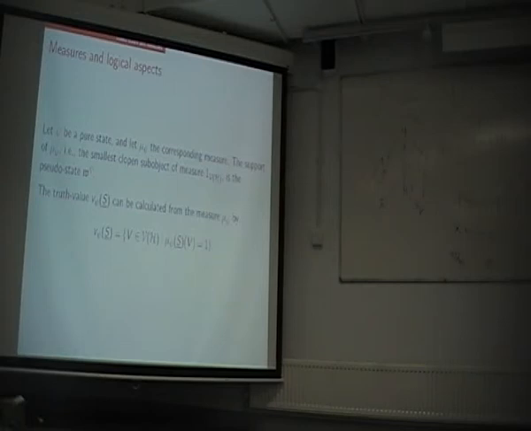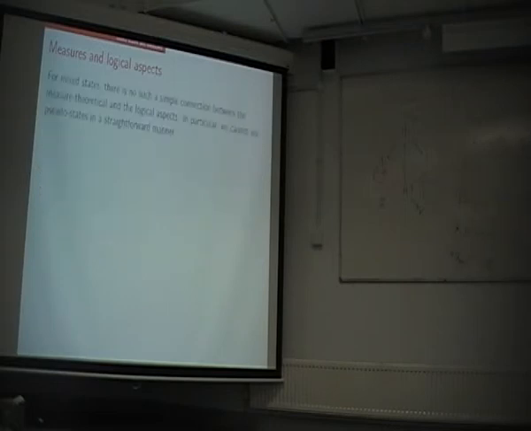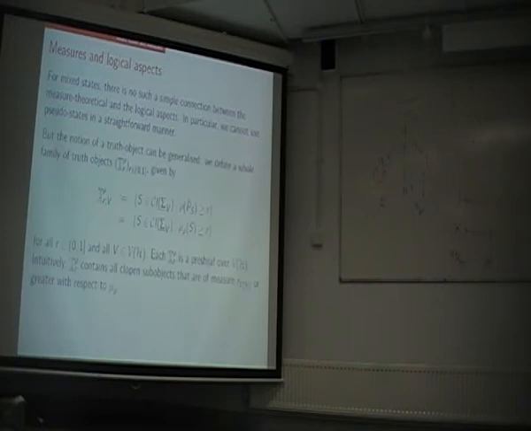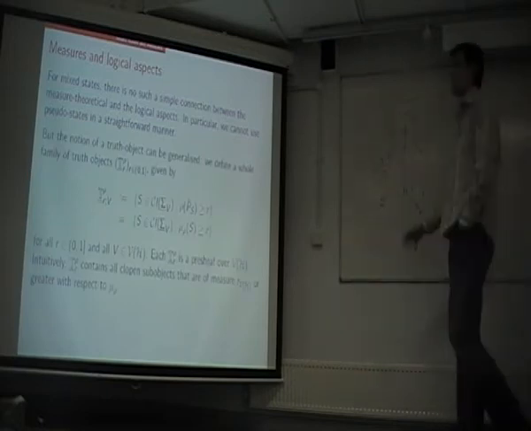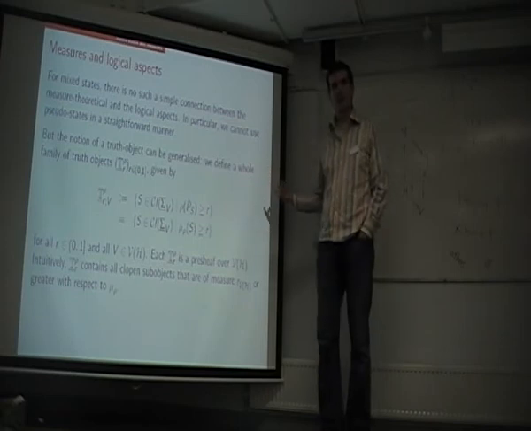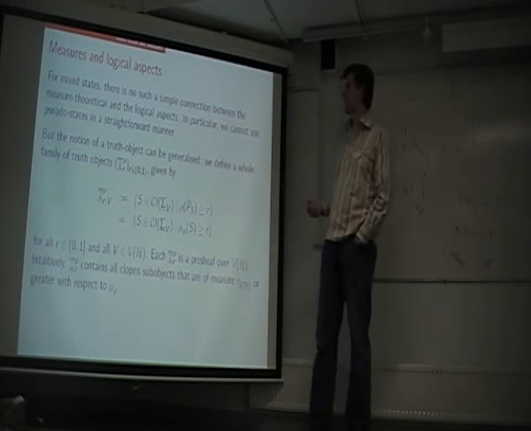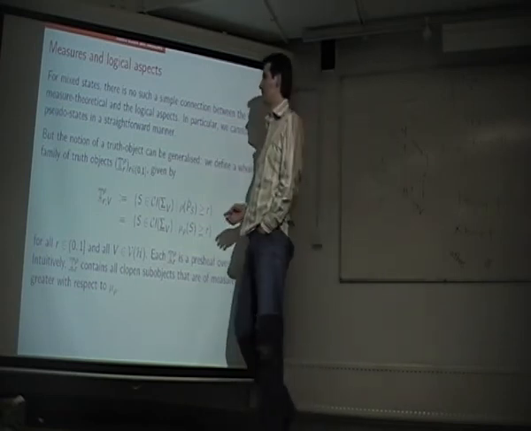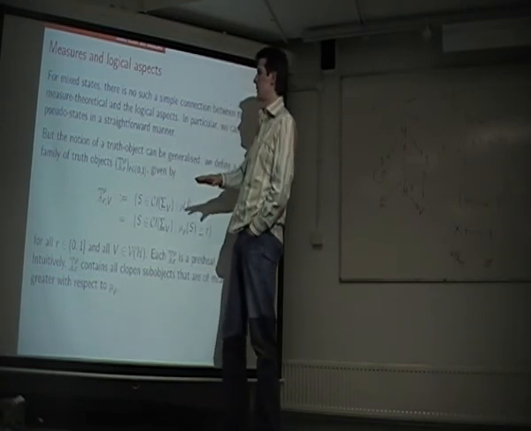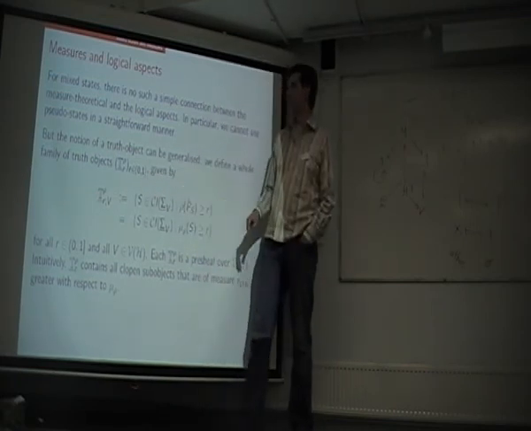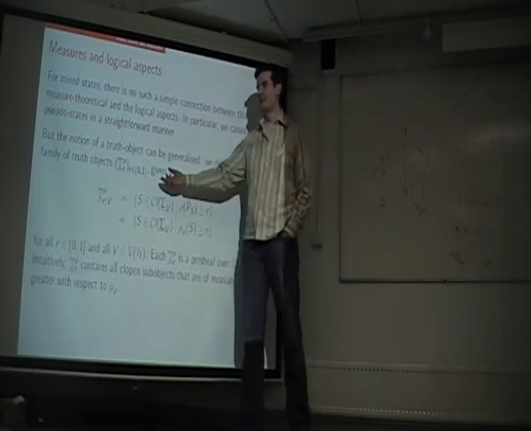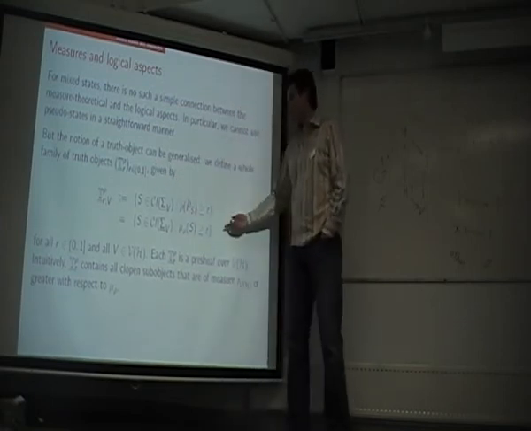If you think about it for a second, you would not expect that for mixed states it's just as simple. The pseudo-states won't take you very far. There are connections between the measure theoretic and the logical aspects, but not quite as straightforward. But what you can do is generalize the notion of the truth object that we had. And instead of having just one truth object, we now have a whole family of them indexed by all real numbers between 0 and 1. It's defined in the following way.